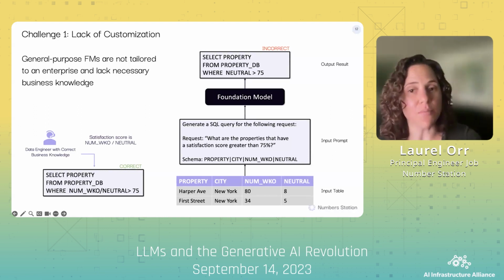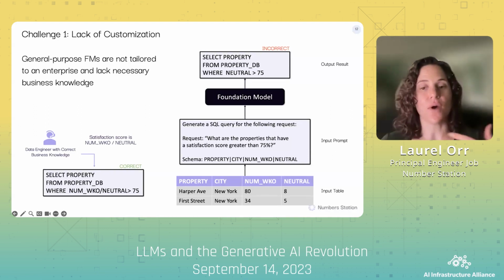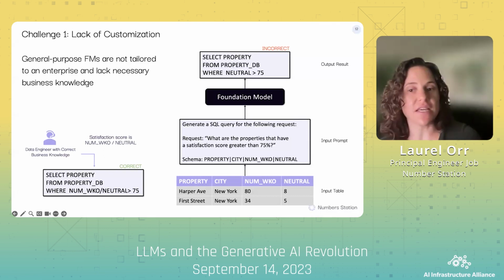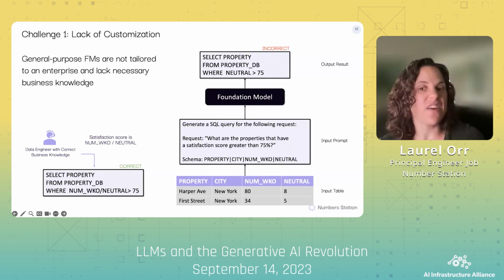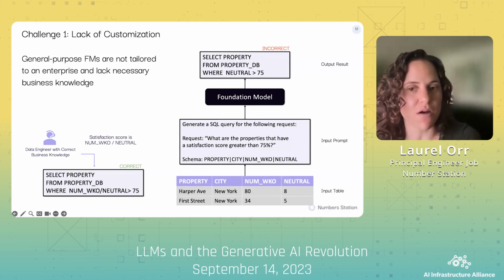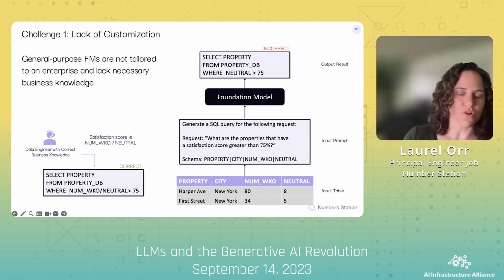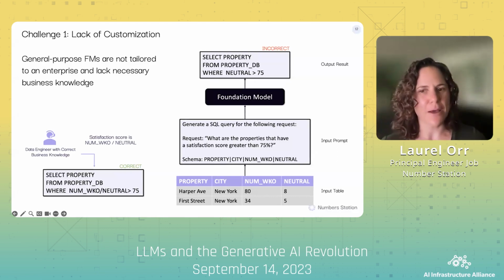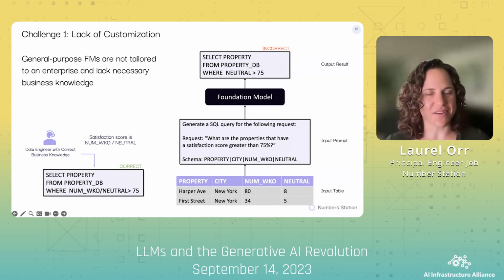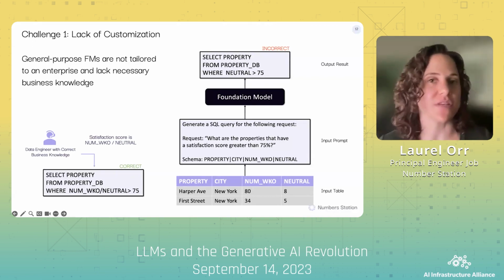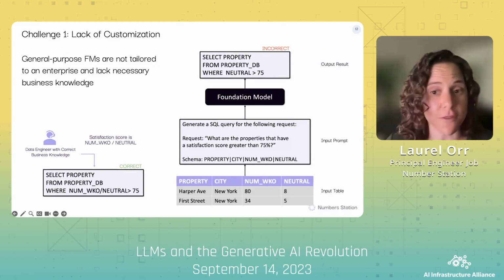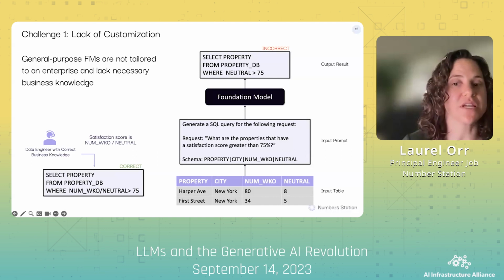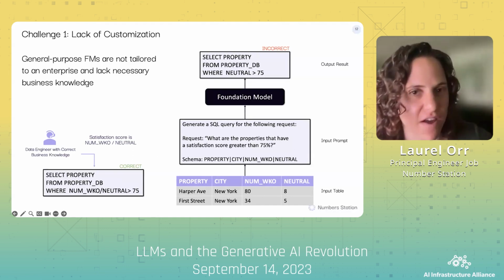As a concrete example, maybe the user says, "Hey, I have this data of properties. They have the property name, the city, and two fairly vague attributes in the schema called num.WKO and neutral." I can say from experience that this is very common in enterprise data. You get attributes that make sense to some people, but to a common user like me, I have no idea what these attributes mean, and the models don't either. So if the user says, given this schema, what properties have a satisfaction score greater than 75%?